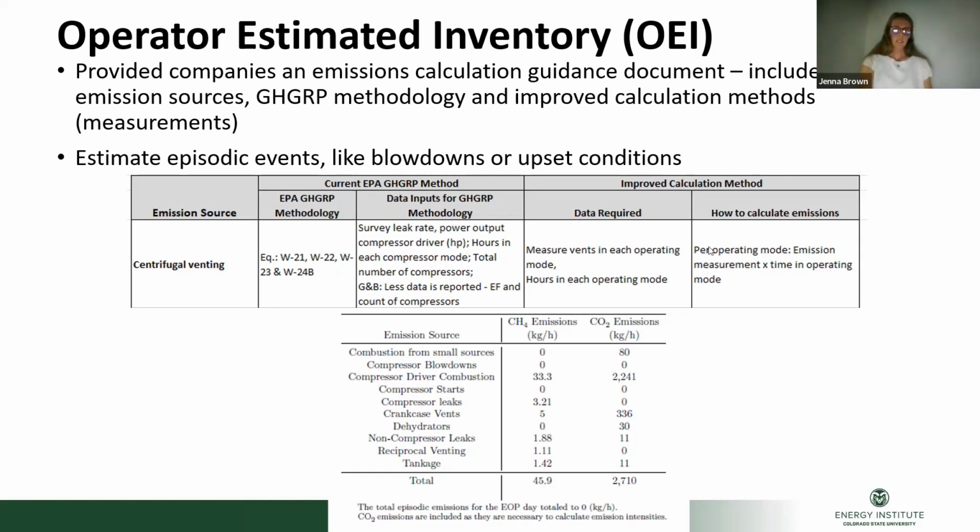What that looked like was this table down below, which is what an operator gave us. You can see that compressor driver combustion is the largest source of methane, and that's pretty typical at these midstream facilities that have a lot of compressors at the station.